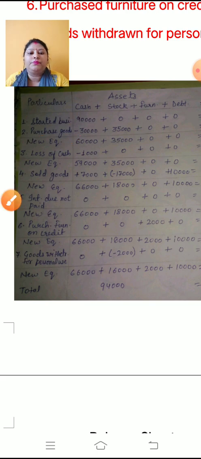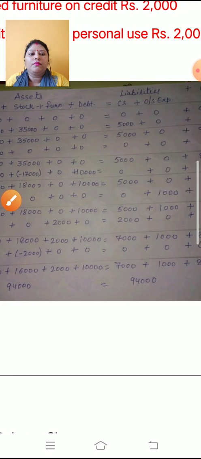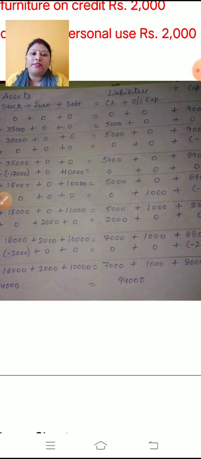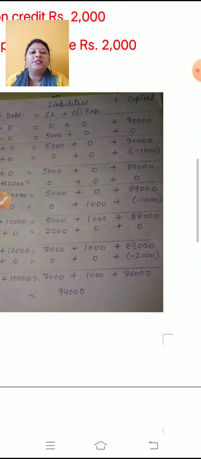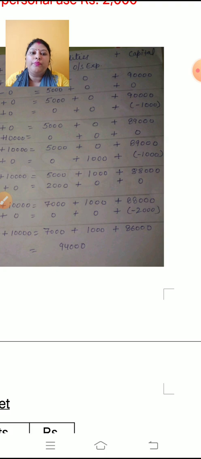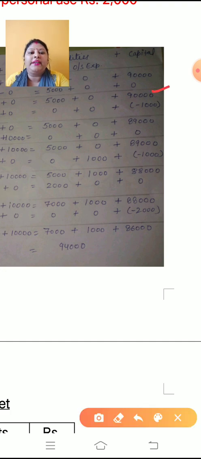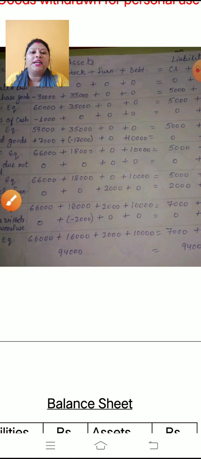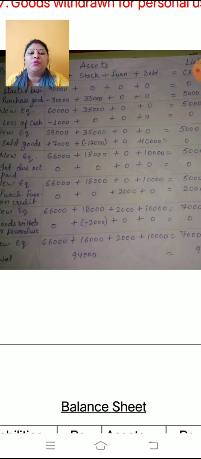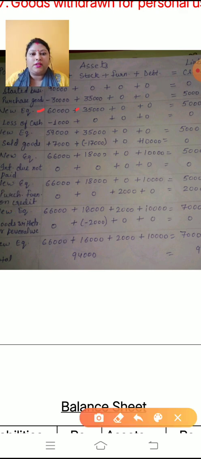Next is creditor 5,000. Outstanding expenses no, so put the 0, and capital 90,000. Now after the new equation, you can check the total. Here, liability side 90,000 plus 5,000, 95,000. Now on the asset side you also have to put the same total. So 60,000 and 35,000, 95,000. So the first two transactions are completed.